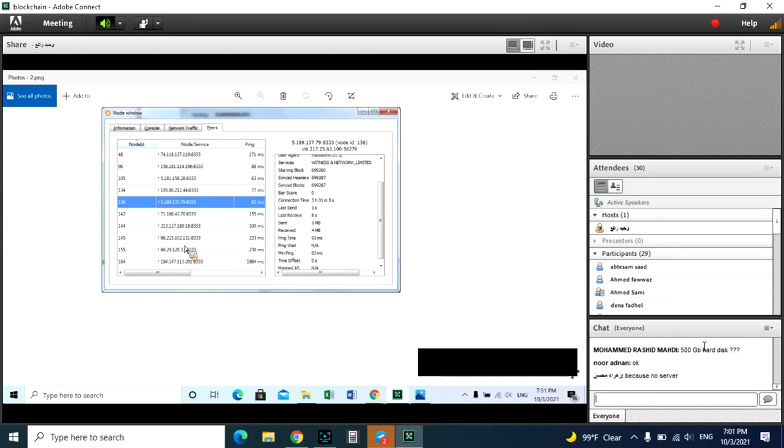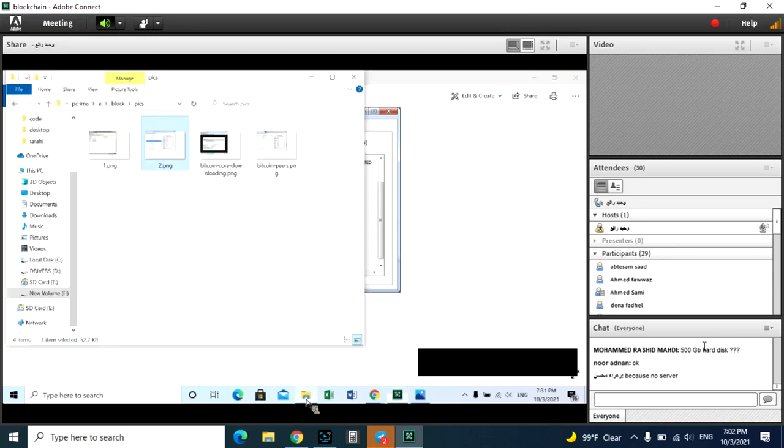By these 10 nodes, my core client receives all the information from the network. For example, newly created transactions, newly created blocks, everything. And let me show you another picture.